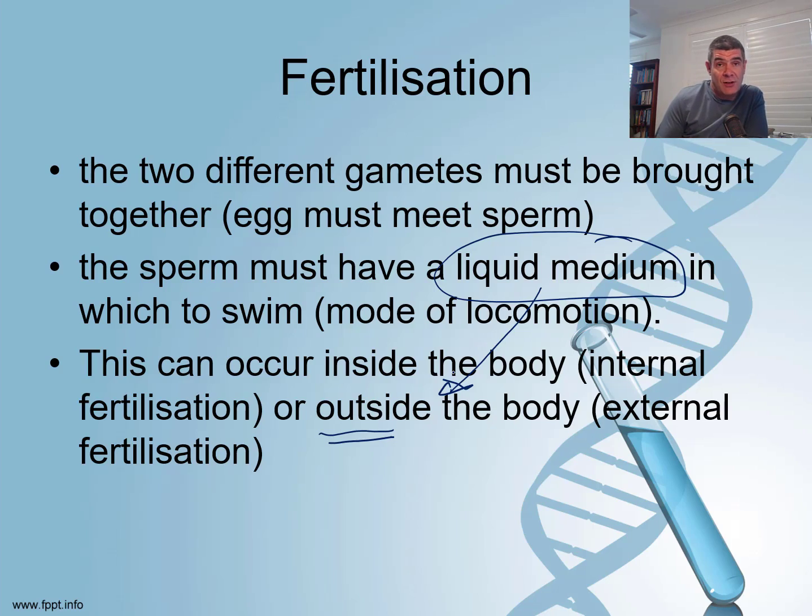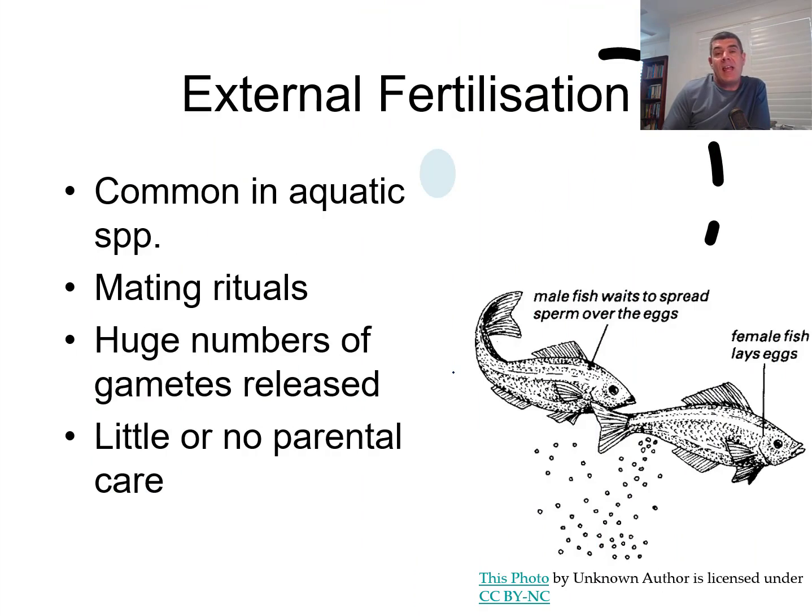That's not to say no terrestrial living organisms do that, because they do. But there's more challenges associated with that. And so modifications that allowed for internal fertilization were favoured, as we see in certain groups like the birds and the mammals. So let's look firstly at external fertilization. As I said, this is most common in aquatic species.